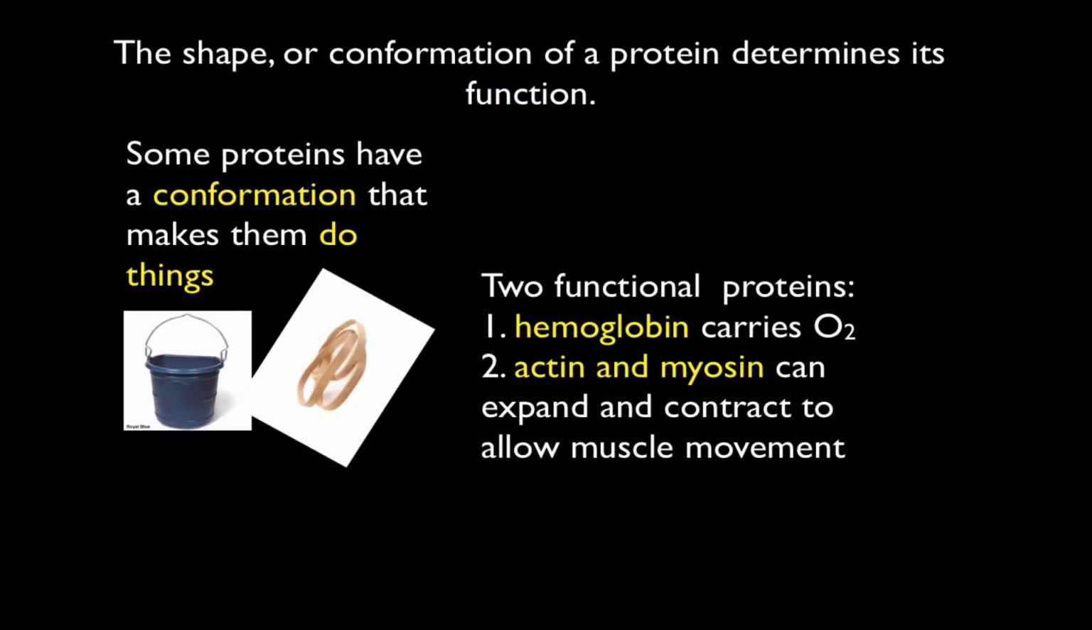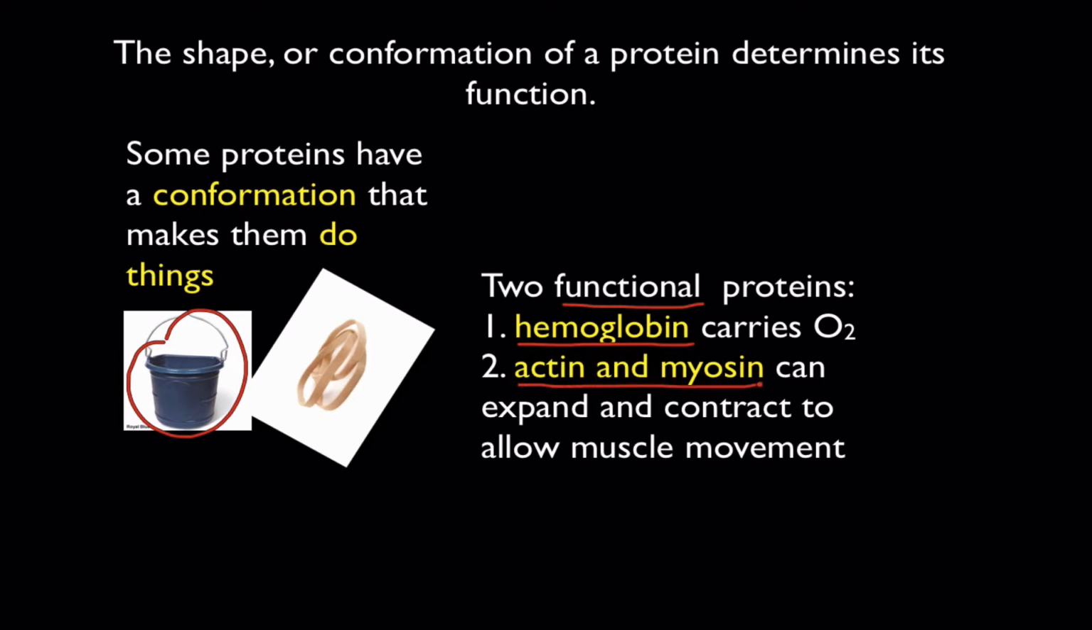Okay, other proteins have a conformation or shape that allows them to do things rather than build things. And these are called functional proteins, all right? Now, functional proteins do a job. Kind of like a bucket's job is to carry something or a rubber band's job is to be stretchy, there are proteins that have shapes that allow them to do jobs. For example, hemoglobin is a protein that has a shape you can think of as analogous to a bucket that allows it to carry oxygen.